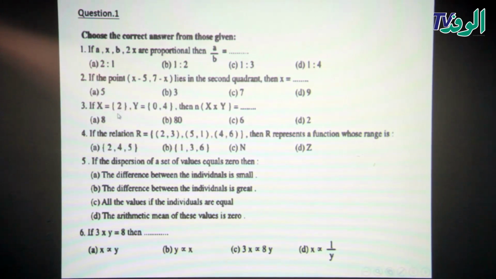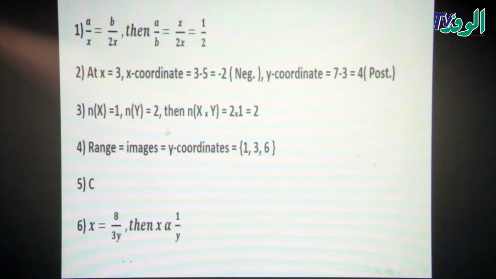Someone zoned out and is telling me 2. No my dear, 2 is the element itself, but how many elements are here? Only 1. And how many elements in y? 2 elements, 0 and 4. So n of x is 1, n of y is 2, then n of x product y is 1 by 2, which equals 2. Okay.